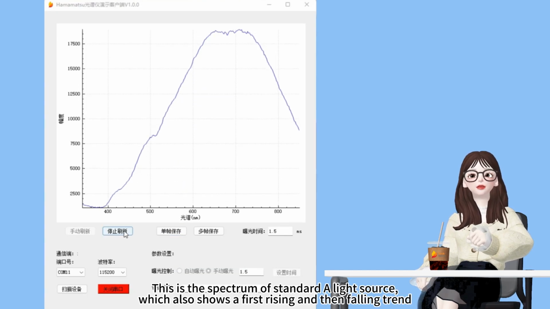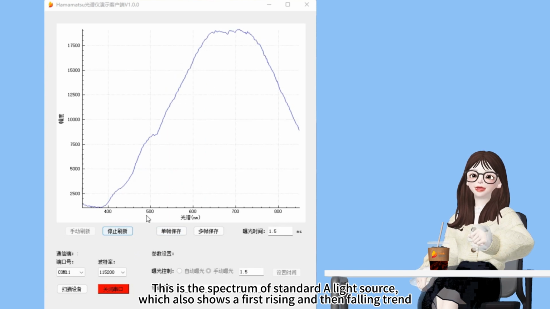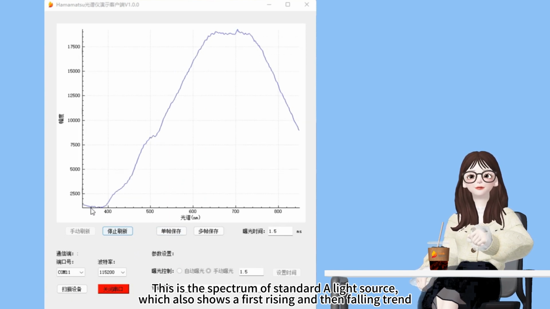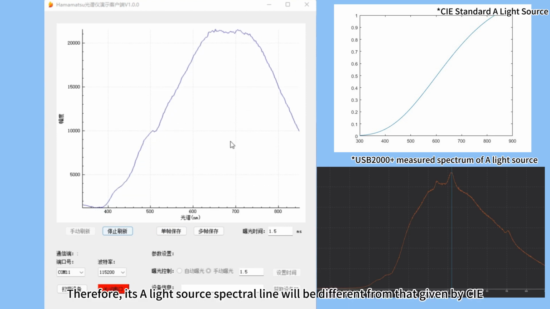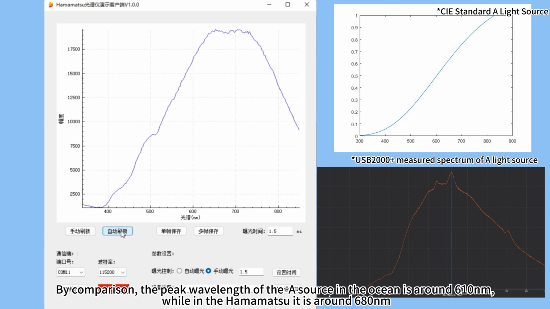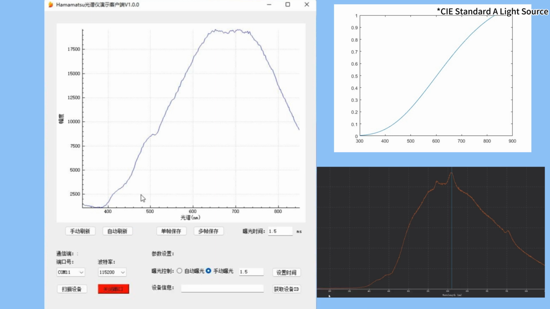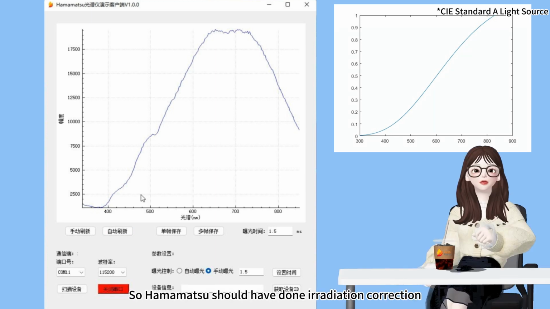This is the spectrum of the standard A light source, which also shows a first rising and then falling trend. We said before that the Ocean USB 2000 has not been irradiance corrected. Therefore, its A light source spectral line will be different from that given by CIE. By comparison, the peak wavelength of the A source in the Ocean is around 610 nanometers, while in the Hamamatsu it is around 680 nanometers. So Hamamatsu should have done irradiance correction.